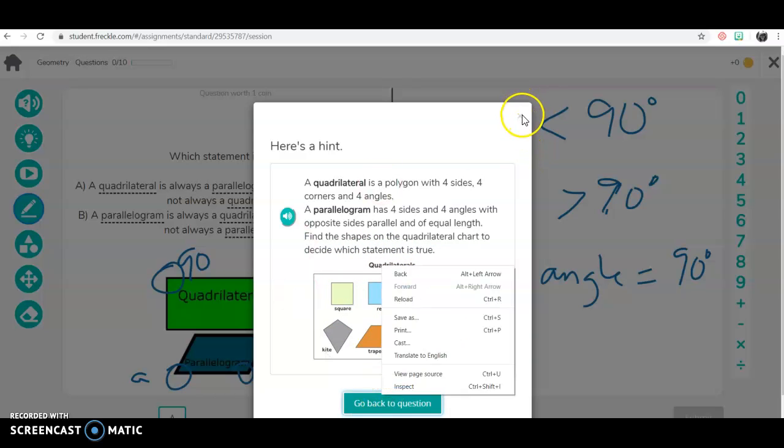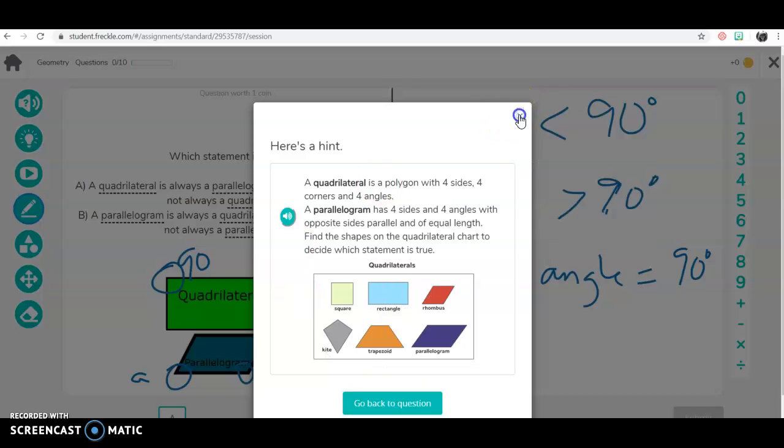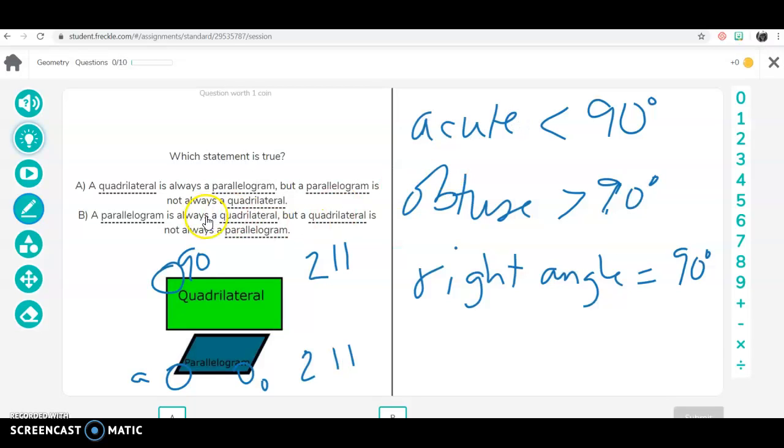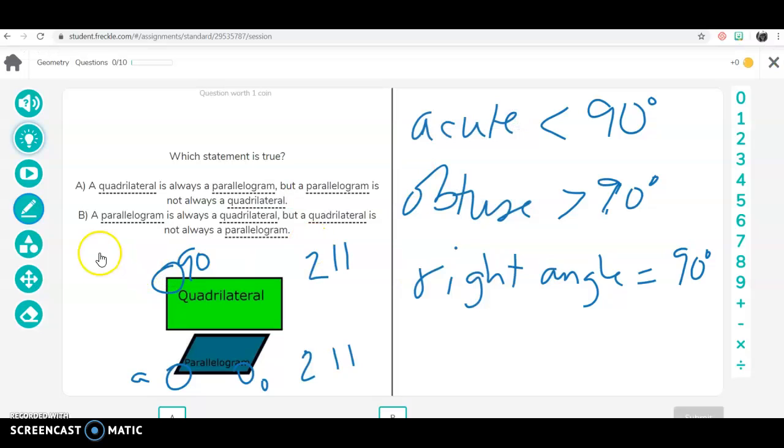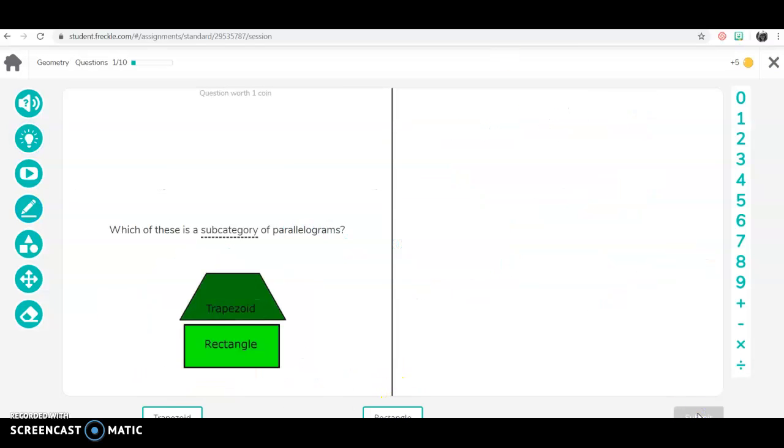So a parallelogram is always a quadrilateral, but a quadrilateral is not always a parallelogram, because if you go back to that hint, a quadrilateral could be a rhombus, it could be a rectangle, it could be a square. Okay, so we have any of those, so the answer is B. Submit that. Boom, correct. Alright.